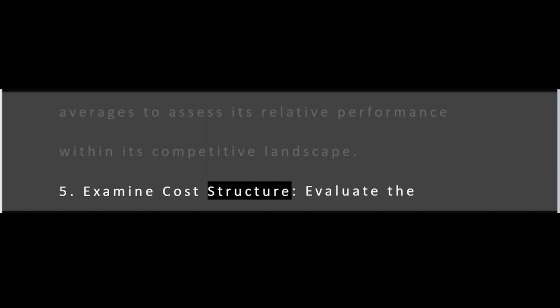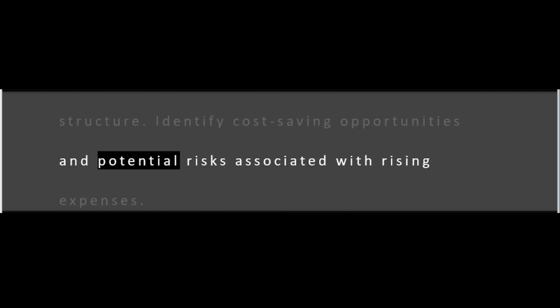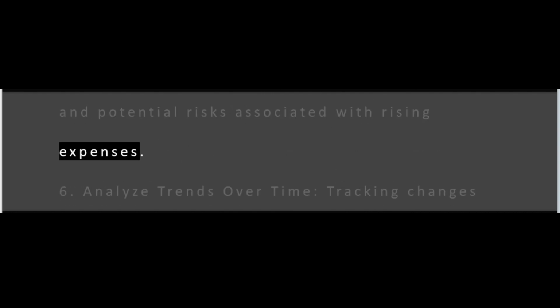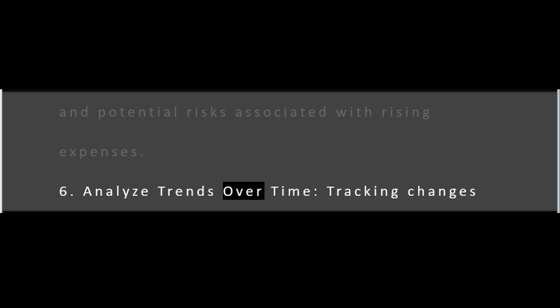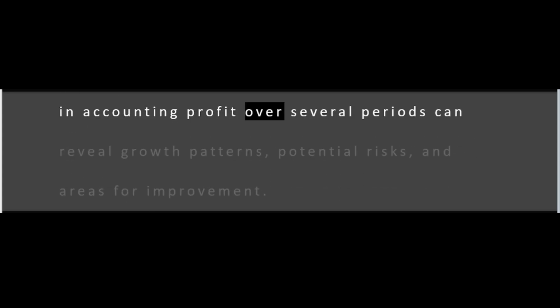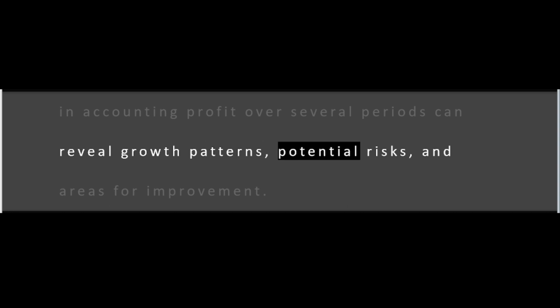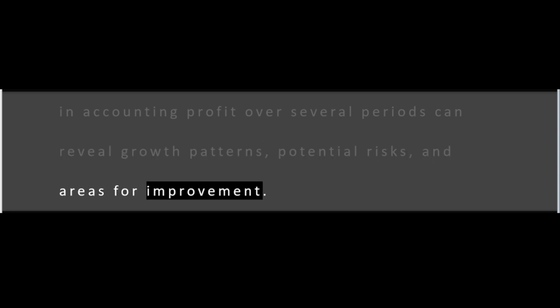5. Examine cost structure. Evaluate the company's cost of goods sold, COGS, and operating expenses to understand its cost structure. Identify cost-saving opportunities and potential risks associated with rising expenses. 6. Analyze trends over time. Tracking changes in accounting profit over several periods can reveal growth patterns, potential risks, and areas for improvement.